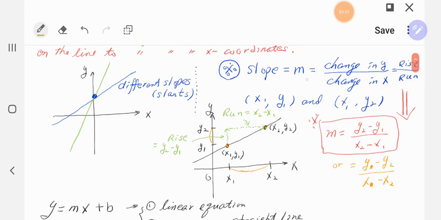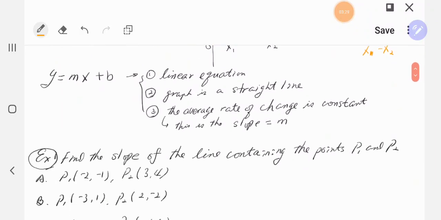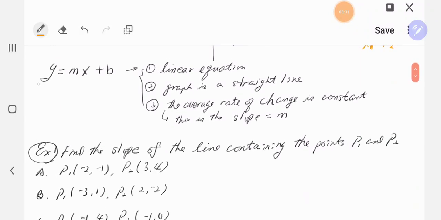We use a small letter m to represent the slope, because do you remember last time the linear equation is y equals mx plus b? This is the linear equation. In this case, x and y are variables. This is the coordinate of a point on the line. And m is the slope. This is a linear equation because the graph of this linear equation is a straight line.